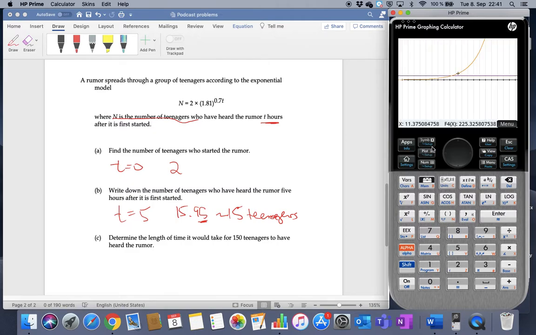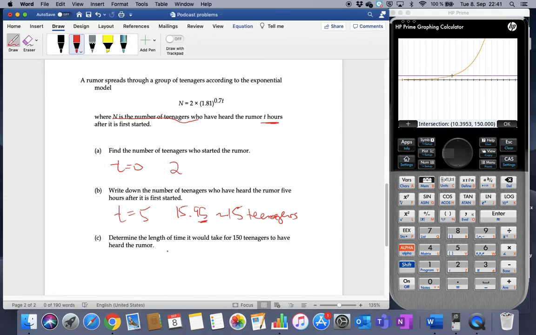I'm going to go to my plot, and you can see here's my plot, and here's the 150, and I'm looking for that intersection. So I go Menu, Function, Intersection, okay, and we get 10.3953. So let's say that we have approximately 10.4. And what was our units in time? Hours.